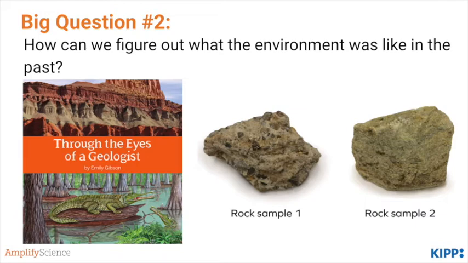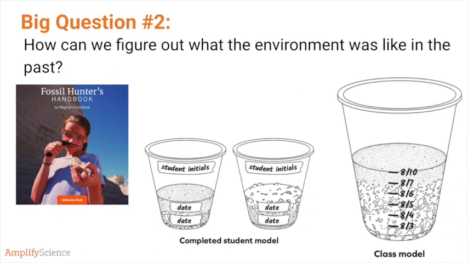Students compare rock samples and notice differences between those as they make observations and diagram them. Students then read the book Fossil Hunter's Handbook to learn more about how fossils get trapped in rock layers, and how by looking at fossils and the types of animals that created those fossils, we can make inferences about what those environments must have been like, such as the frog who must have lived in a watery environment.